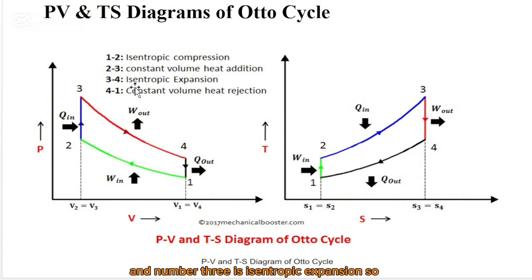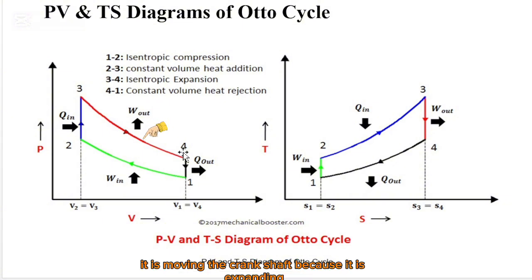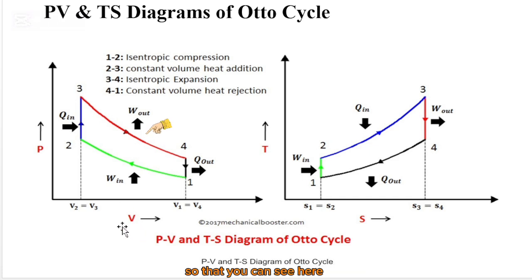And number 3 is isentropic expansion. So expansion is happening, so that is the 3 to 4 process. This is the process because of which the work is done. When the piston is going down, it is moving the crankshaft because it is expanding. So you can see here, volume increases and pressure decreases. When the volume increases, pressure decreases.